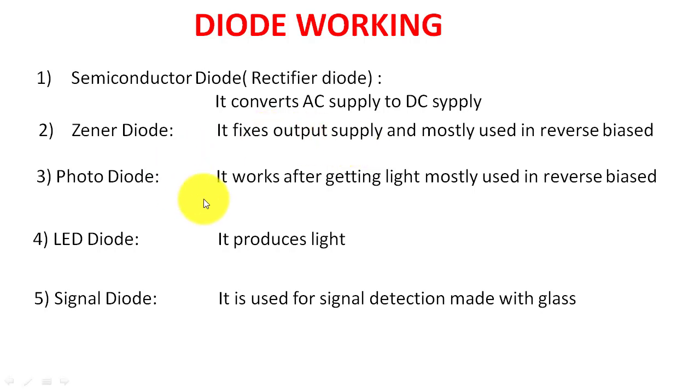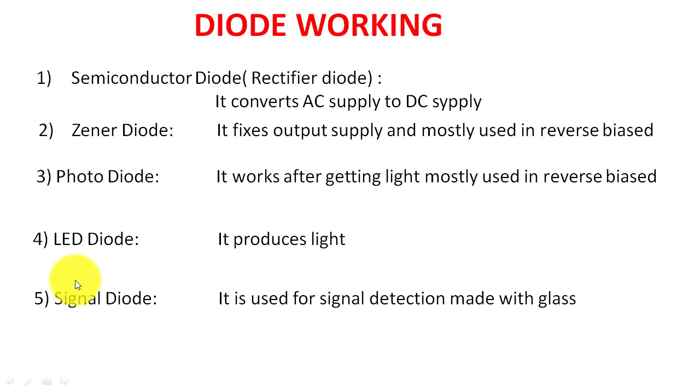And then photodiode, it works after getting light. When there is light on this diode, then it will work. Okay, so it is mostly used in reverse bias too, like the Zener diode. And LED diode, it produces light as a signal, to show that something is ready. Okay, the light will blink to show that the section is ready.